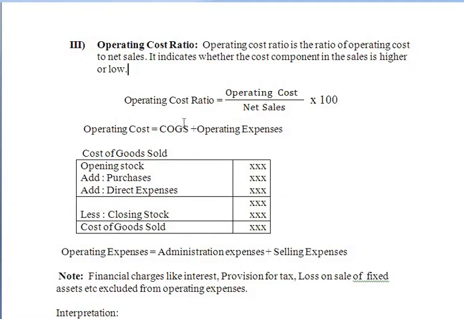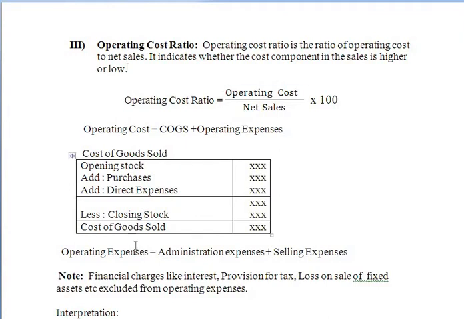Okay, now first we'll see how to calculate cost of goods sold. Cost of goods sold is equal to opening stock add purchases add all direct expenses less closing stock, whatever balance remains, that is cost of goods sold. Whereas operating expenses equal administration expenses plus selling expenses. Together it is called operating cost. COGS plus operating expenses is equal to operating cost. So operating cost divided by net sales into 100, we will get the operating cost ratio.